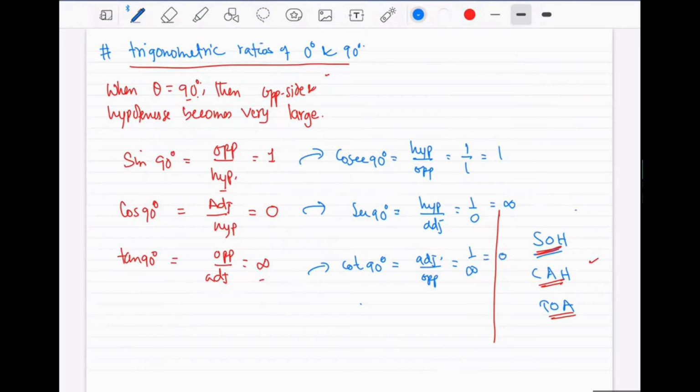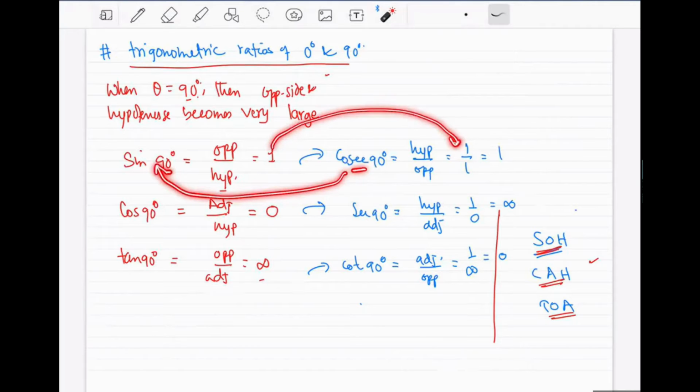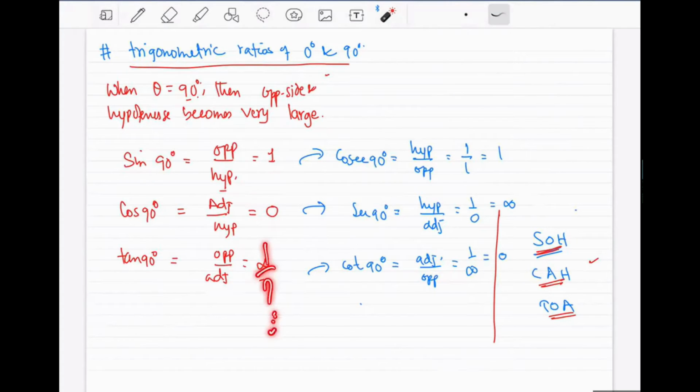So any number divided by infinity is 0. You should know that, okay? Why I'm writing 1 by 1, 1 by 0, 1 by infinity is because cosec is the reciprocal of sine. That's why I'm writing this as reciprocal. When you write reciprocal, you have to write 1 by something value, right?